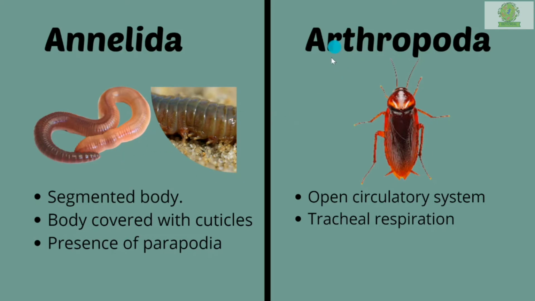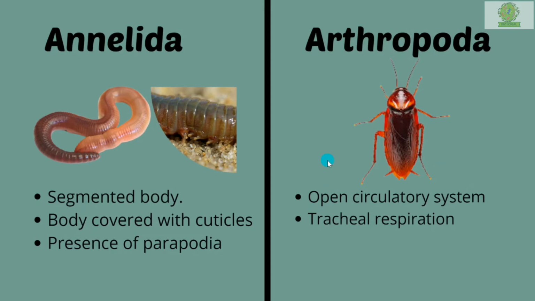Now in Arthropoda, we take the example of cockroach. Cockroach has an open circulatory system. Now what does this open circulatory system mean? In our body we have vessels, and blood flows through them. But in cockroach they do not have such vessels. So the blood that flows through their body is not enclosed, and the circulation is open, and hence it is known as open circulatory system.